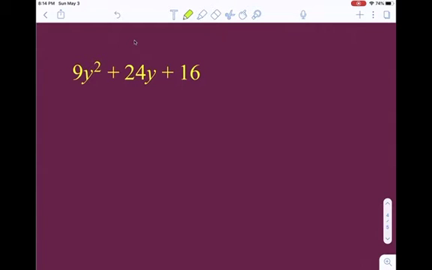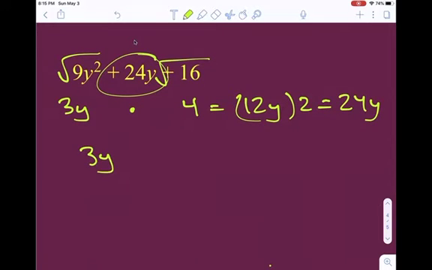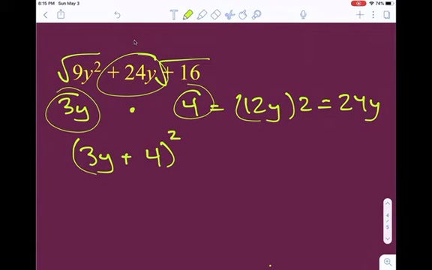All right, let's look at this one. 9y squared plus 24y plus 16. Well, let's take the square root of both. So you get 3y, and then the square root of 16 is 4. And then multiply these together, and you get 12y. And then double it, and you get 24y. And indeed, that's what we have. So we do have a perfect square trinomial here, which means we would factor it using these square roots that I took, and put that right there like that. And that is how that breaks down. And it's positive because this was positive.